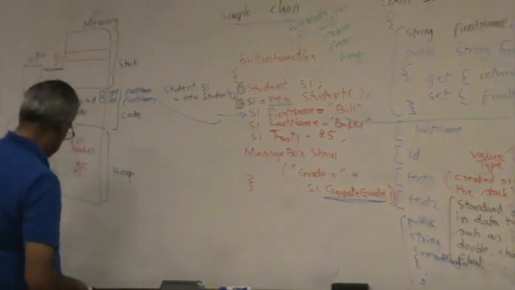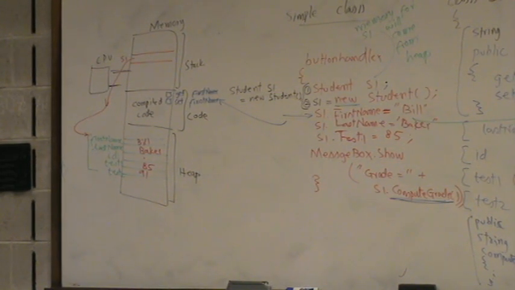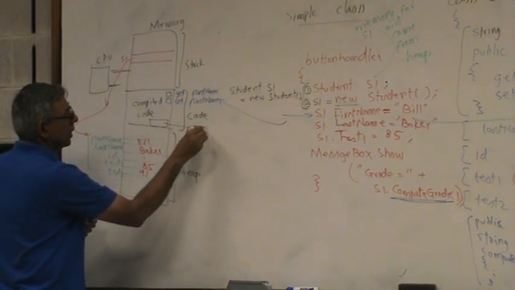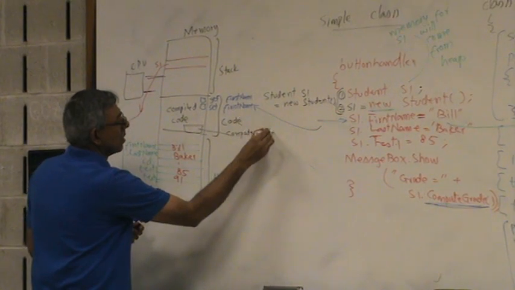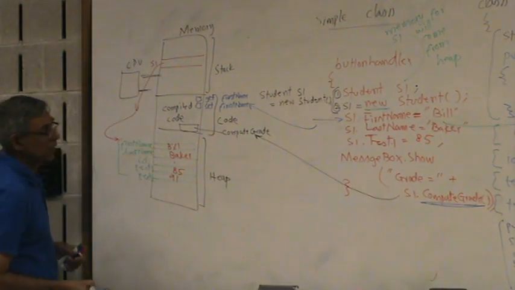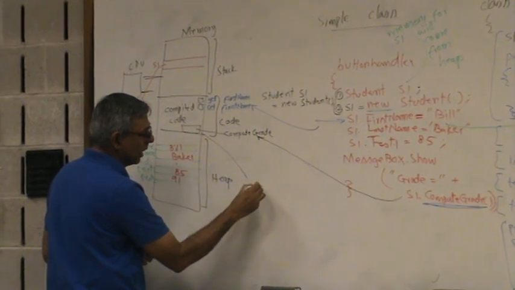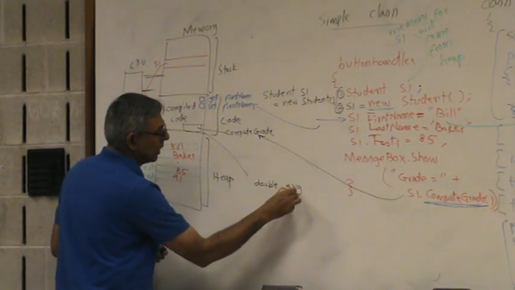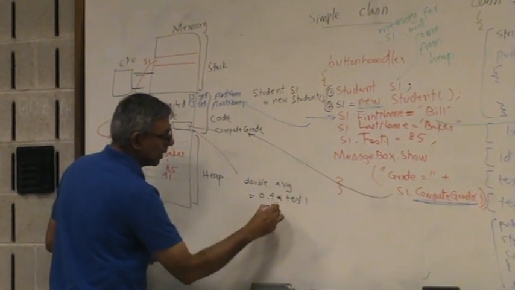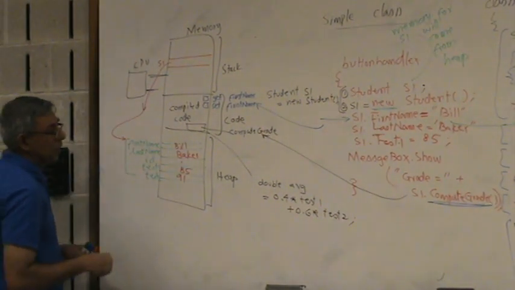Stack area, code area, heap area, where? Code area, because it's a function. All functions go into the code area, right? So over here, there's a compute grade function. Okay, so anyway, as we call this, the computer will call this. And if you recall, one of the first things we did over here last time was something like double AVG equal to 0.4 times test1 plus 0.6 times test2, right?